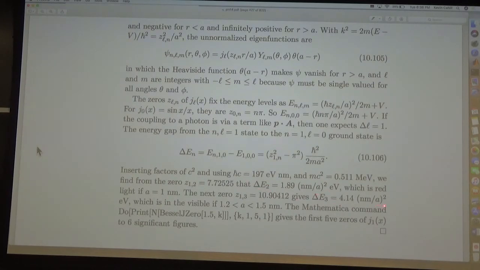The next zero gives delta E3 of 4.14. That's in the visible range for A in this range.